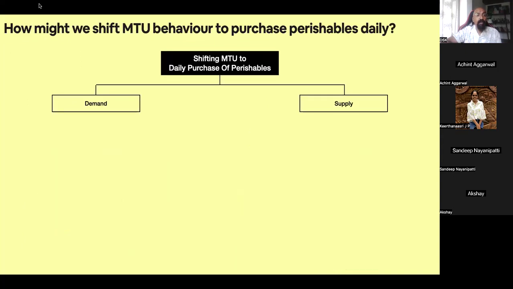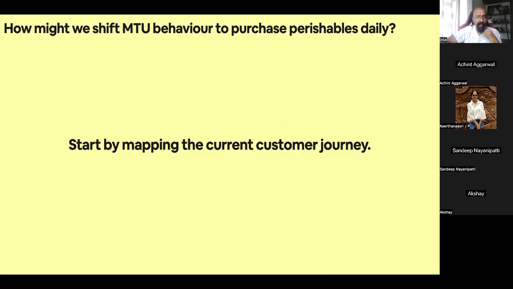Now comes the harder problem statement, which is to say, how do I shift the MTU to daily purchase of perishables? Now, the broadest breakdown of this problem statement is, because this is a category level problem statement, there is a demand side problem statement as well as a supply side problem statement. So the question then comes, okay, how do we think about structuring solutions for demand, right?